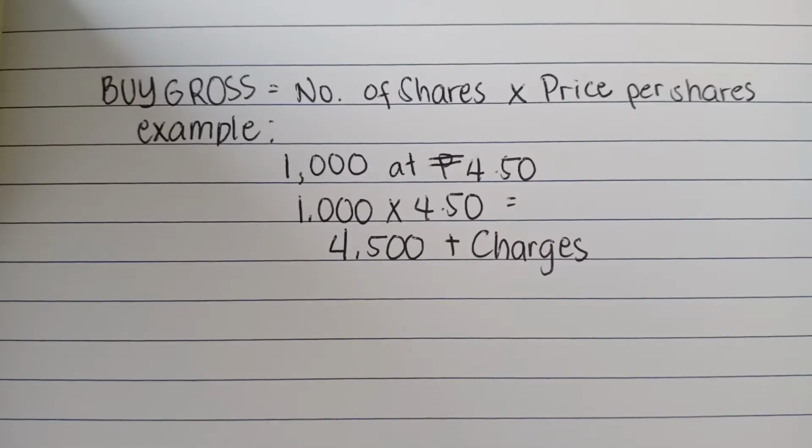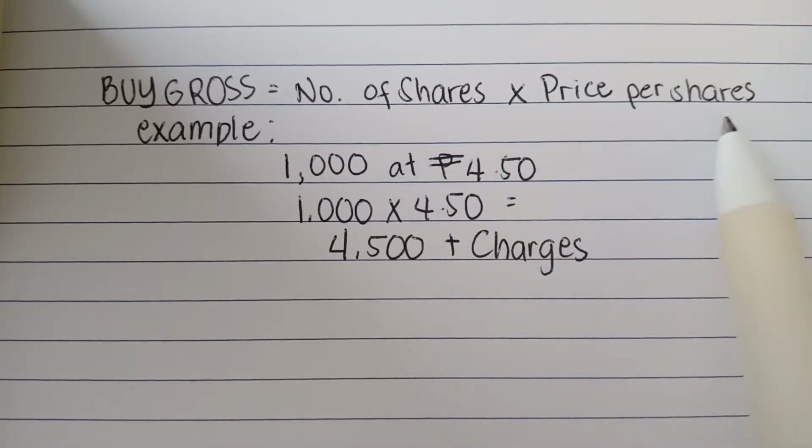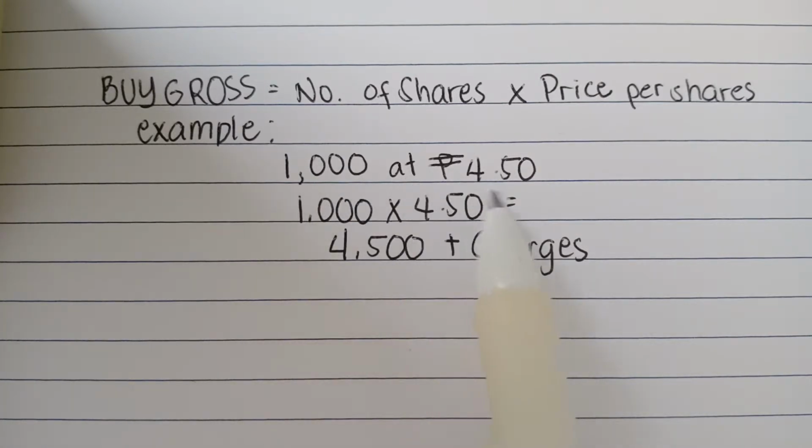These are the basic things that you need to know about buying of shares. First is buy gross. In order to get the buy gross, you need to know the number of shares times price per share. An example for this one is 1,000 shares at a price point of 4.50 pesos. 1,000 times 4.50 is equal to 4,500 plus charges.